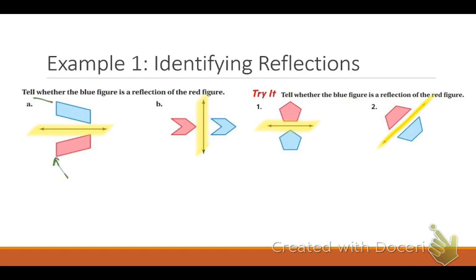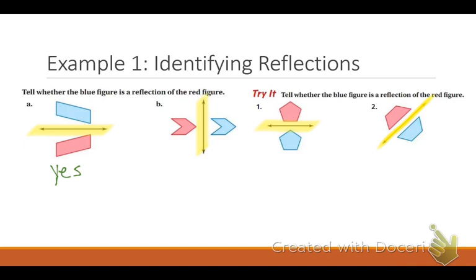It is a flip, because this bottom point on the red, if it were to flip, is going to become the top point on the blue. It's a flip, all right? Do you see that? I know it's hard to grab it on the screen and show you how it flips, but hopefully that more or less makes sense. So all you have to say is yes. Okay, that one's yes. All right, what about B?